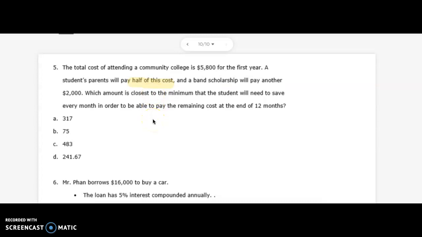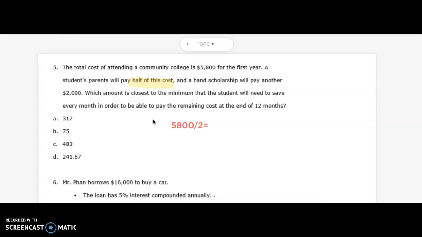Okay, so this is one that I didn't necessarily get to, but this is a really straightforward problem. Okay, so looking at this problem, what do we have? Well, we know that it costs $5,800 to go to school. Okay. And we know that the parents are going to pay half the cost. All right. So if the parents are going to pay half the cost, then we know that 5,800 has to be divided by 2.